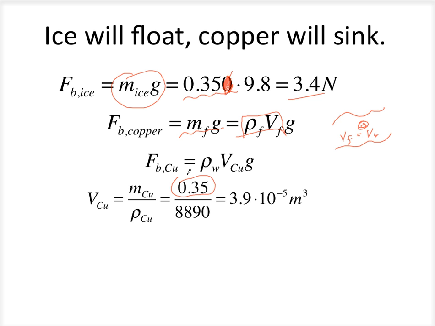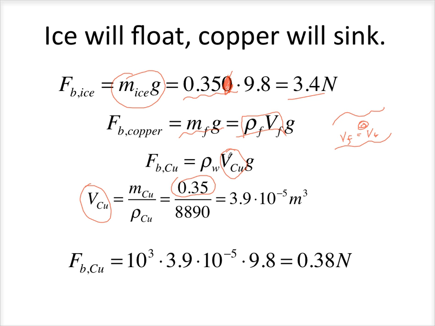The mass of copper is 350 grams, which is 0.35 kilograms. The density of copper I gave you, 8,890. So I end up with 3.9 times 10 to the negative fifth. That is how I find the volume of copper, because that's the mass of copper over density. That's the only thing that we didn't know so far.